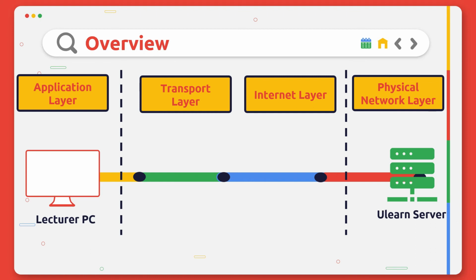First, the lecturer will request a service, and the service will be changed into the packet. The packet will go through the application layer, transport layer, internet layer, and the physical network layer. Once the server receives the packet, it will then translate and send them back to the client. Then, it will go to the physical network layer, internet layer, transport layer, and application layer. And the data will be translated, and the client can now view the website.